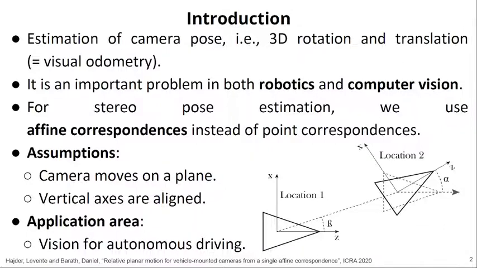In this case, the camera is mounted on a vehicle, the image planes are perpendicular to the ground, and their vertical pixel directions are parallel. The main application area of our method is machine vision for autonomous driving.